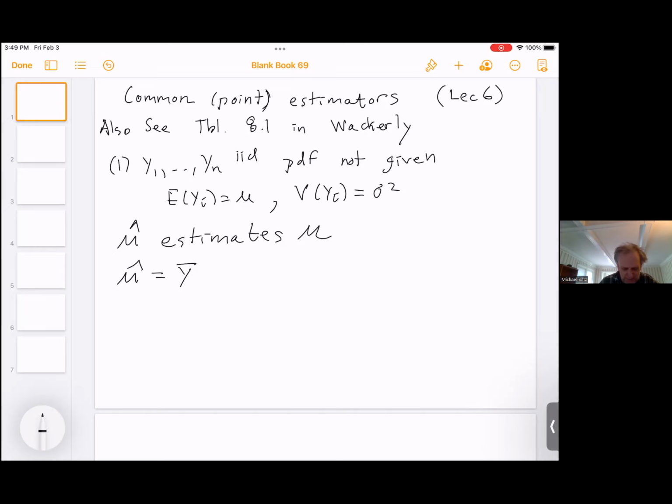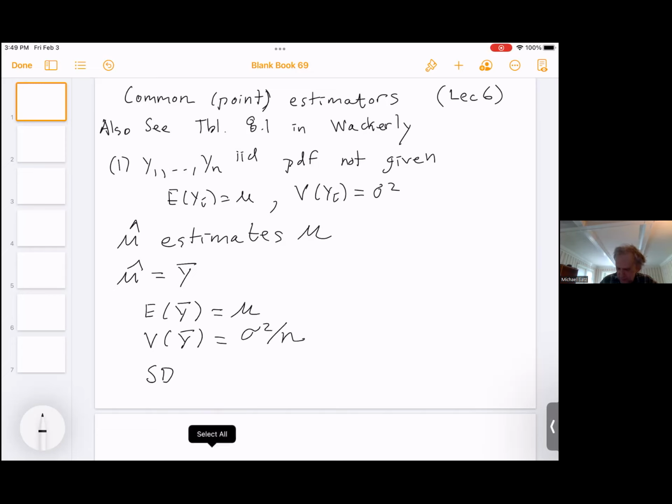We've already done this one in this class too, and saw that it was unbiased and that the variance can be made small by taking a big sample. Let's repeat that now. E[y bar] equals mu, and Var[y bar] equals sigma squared over n. And we have this other thing.